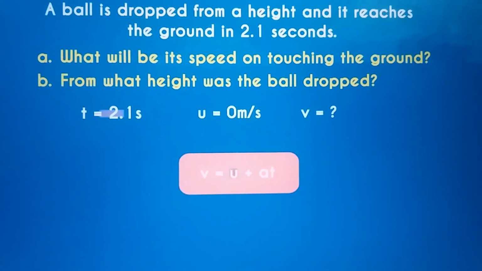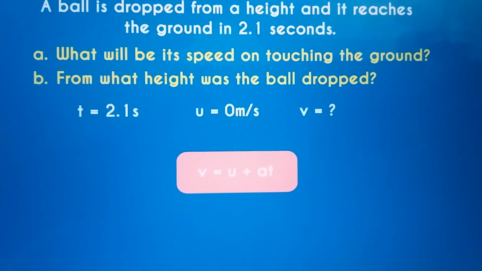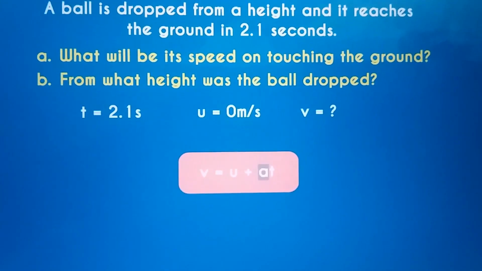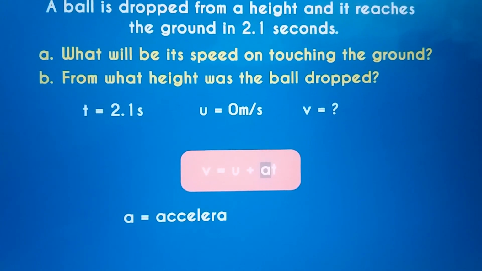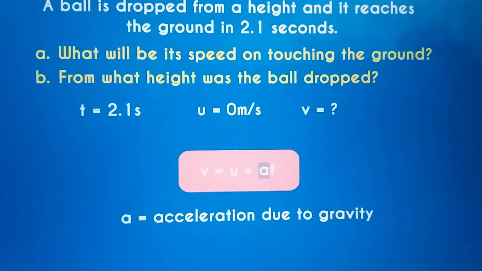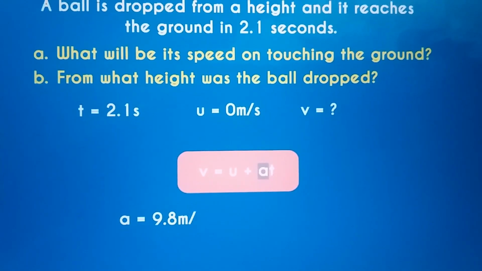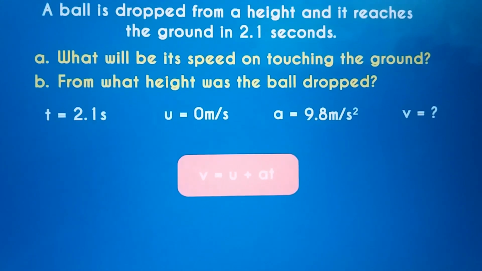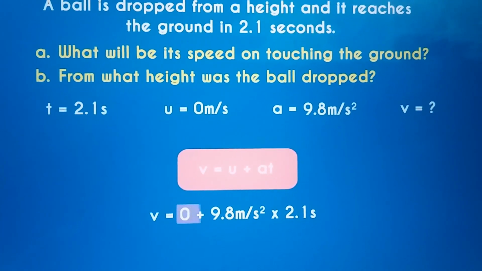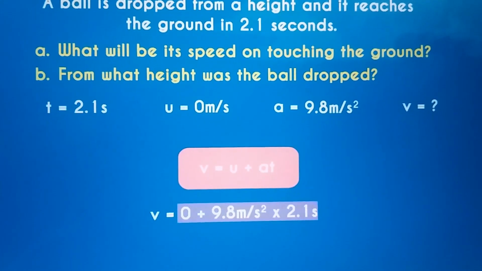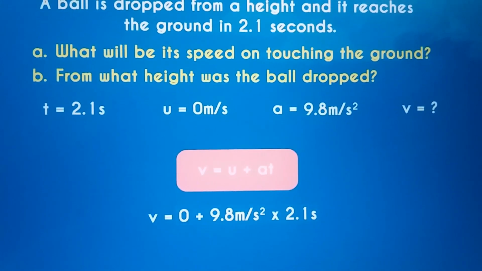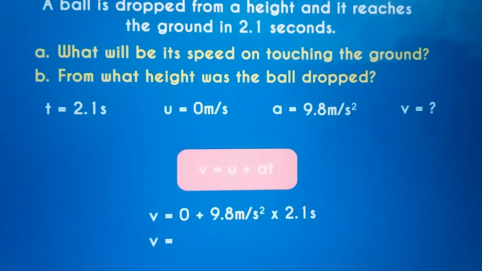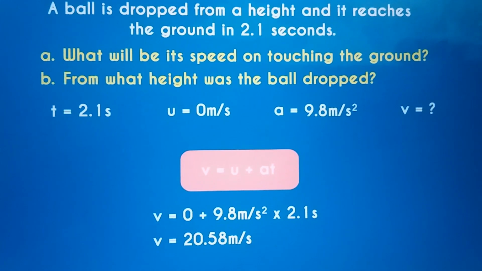We have the value of u and t, but what about a? As the ball is dropping to the earth, a will be the acceleration due to gravity. And that's 9.8 meters per second squared. Substituting the values, we get v as 0 plus 9.8 meters per second squared times 2.1 seconds. We get the value of v as 20.58 meters per second.